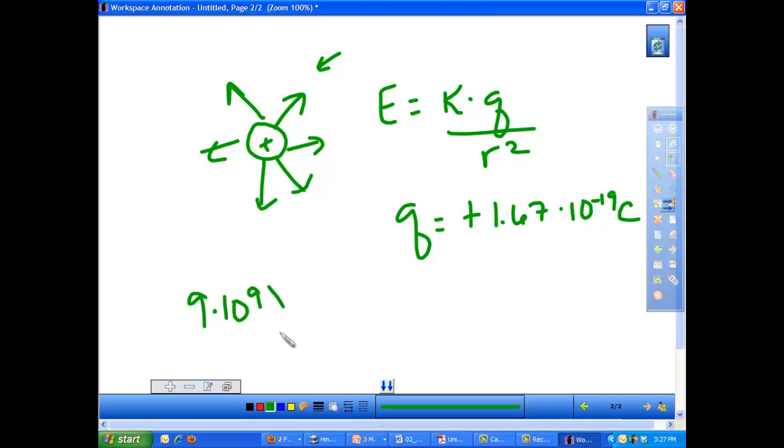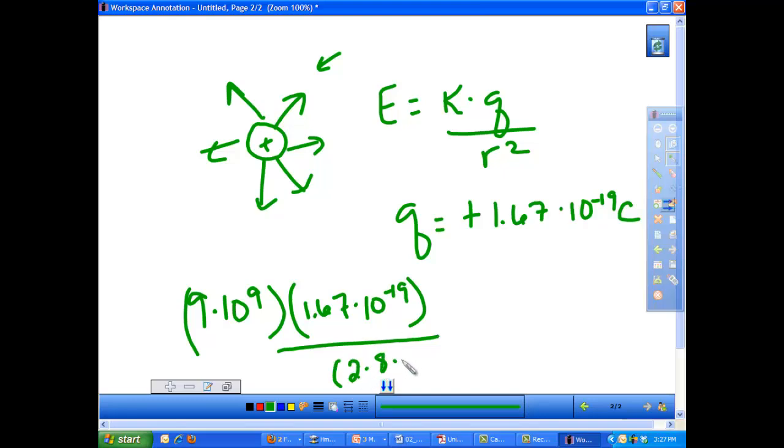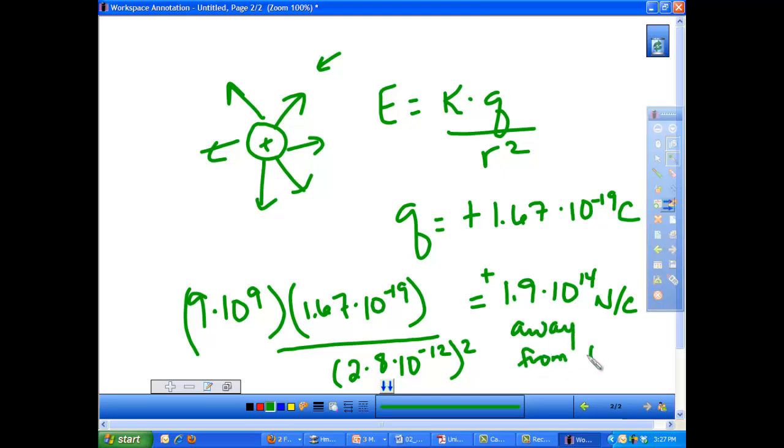So when we do our math here, 1.67 times 10 to the negative 19th, divide that by the distance away, which is 2.8 times 10 to the negative 12th squared, we should get an electric field of 1.9 times 10 to the 14th newtons per coulomb. Now for direction, we want to say it is away from the proton. How do we know that it is away from the proton? Because our electric field lines tell us that the electric field is moving away from the positive charge.